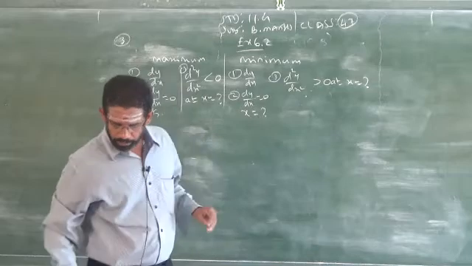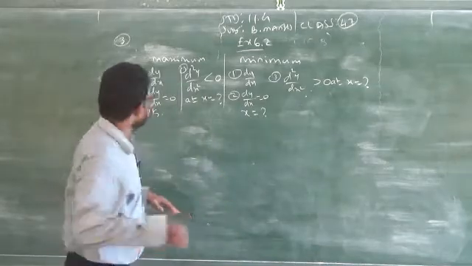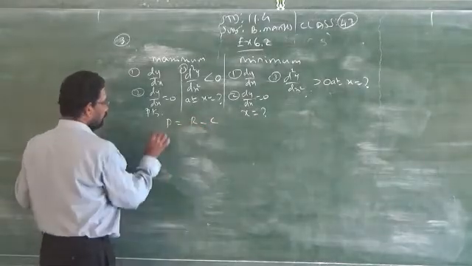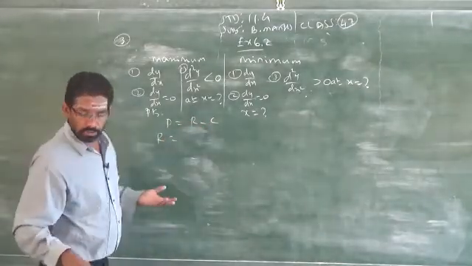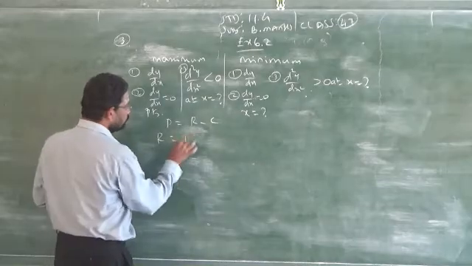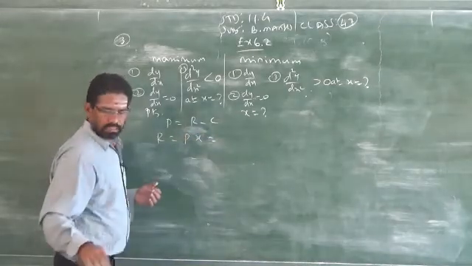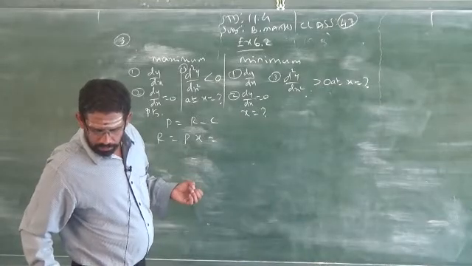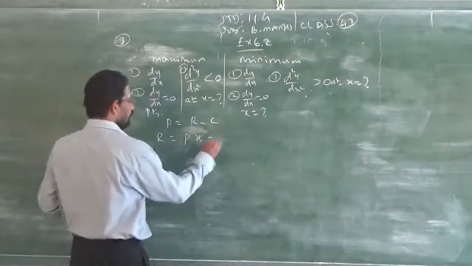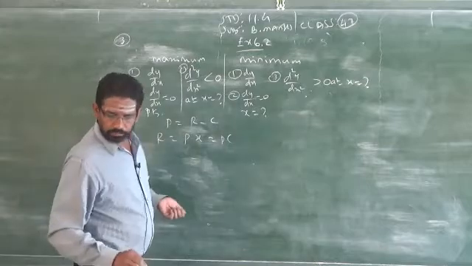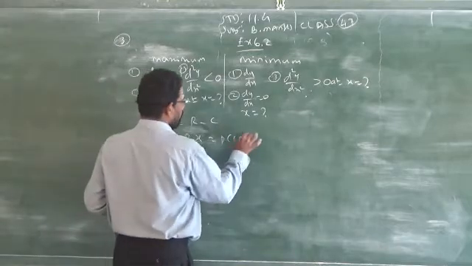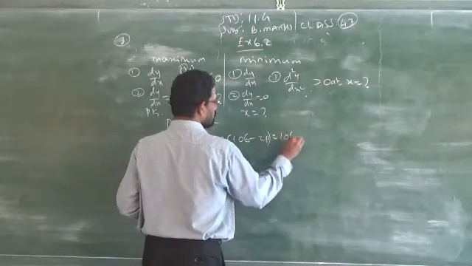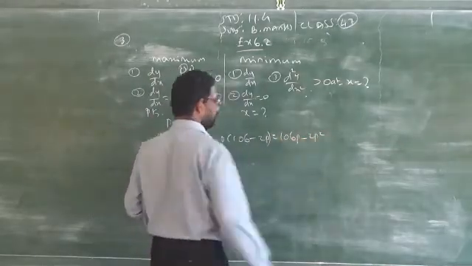What is the profit? How to find profit? What is the formula to find profit? Revenue minus cost. Do you have any revenue? Revenue is not given, so you have to use P into X. P stands for price, X stands for the number of units. X is given as 106 minus 2P. So you will get 106P minus 2P square.